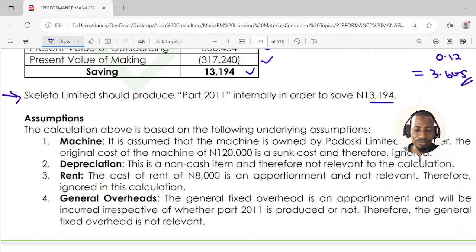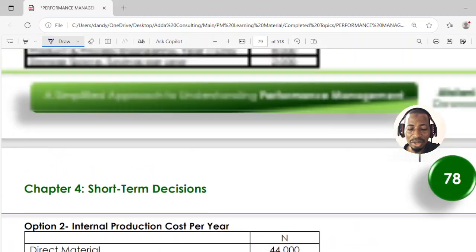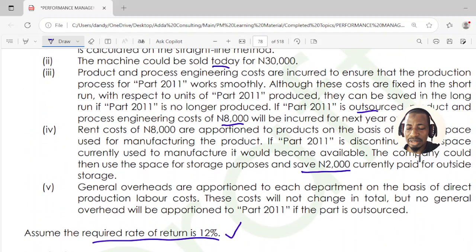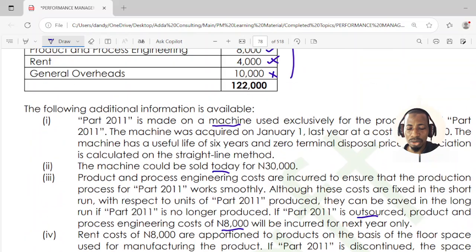All right. Therefore, I can say the calculation above is based on the following assumptions. Number one, machine. It is assumed that the machine is owned by Podolsky Limited. Podolsky is the external supplier. However, the original cost of the machine of 120,000 naira is a sunk cost and therefore is ignored. That 120,000 naira is the original cost. So of course, it's a past cost, a sunk cost, therefore it should be ignored.